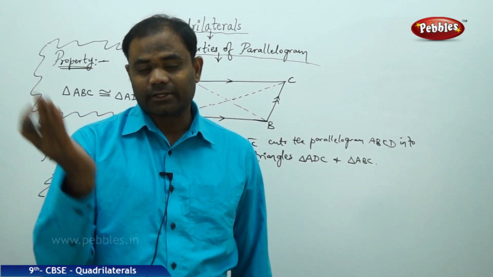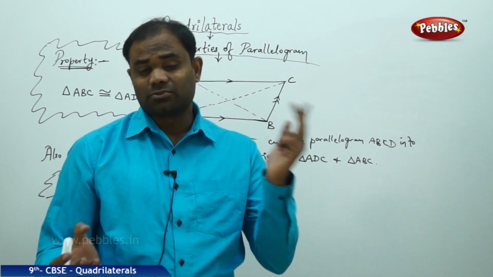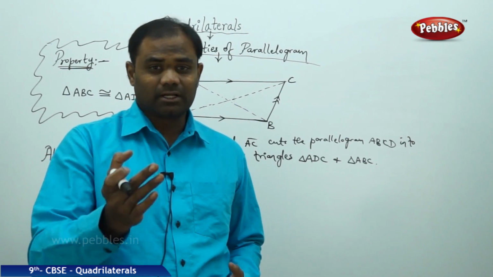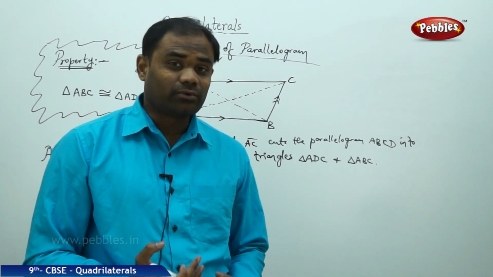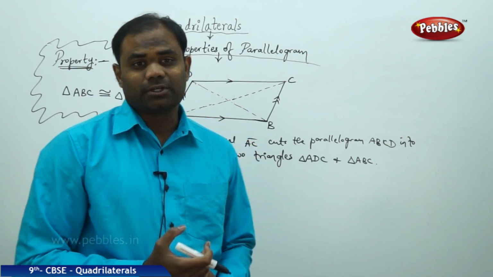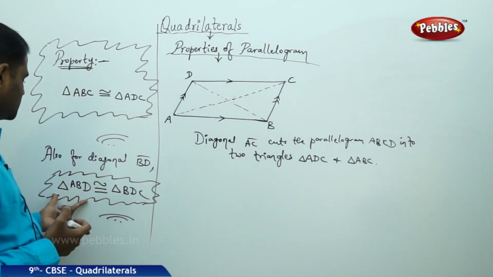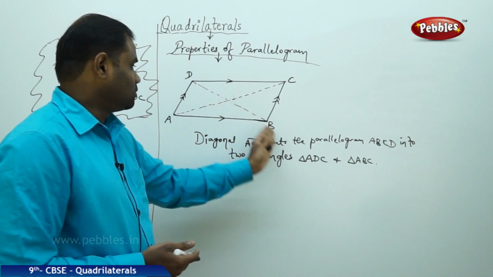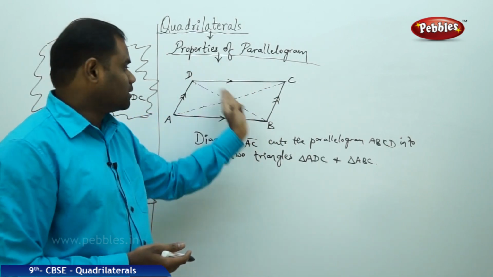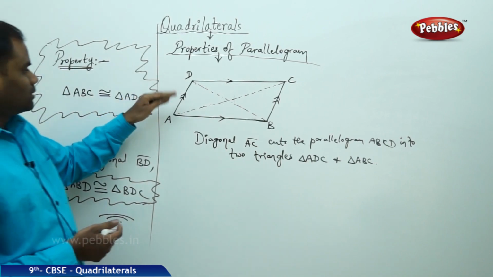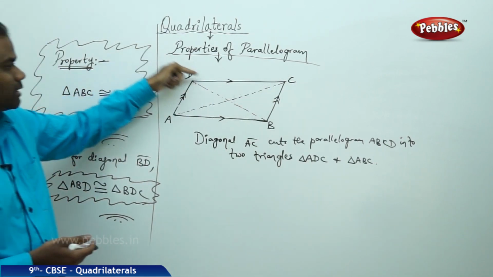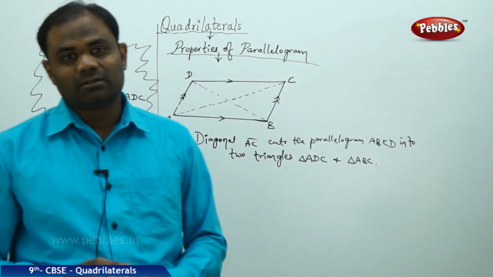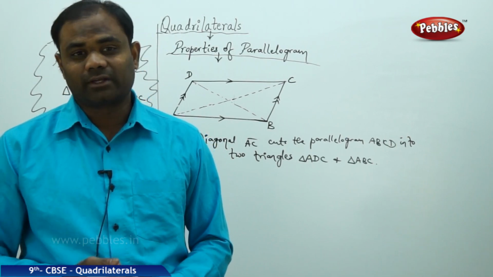A diagonal cutting the parallelogram cuts it into two triangles, and the property says that for a parallelogram, the two triangles must be congruent to each other. This congruent to this and this congruent to this. There are two diagonals in a quadrilateral, diagonal 1 and diagonal 2. This diagonal makes these two triangles congruent, and this diagonal makes these two triangles congruent. The diagonal connects with congruency of triangles.